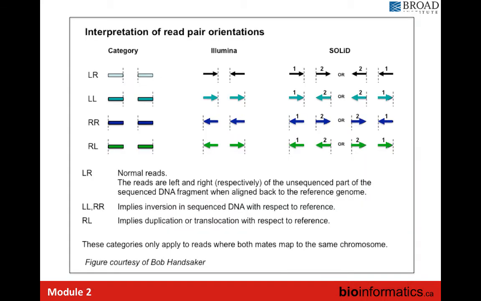Yeah. So these are the different categories of read pair orientation. The normal one at the top, then you have the LL and RR, which are evidence for inversions, which are like left or right. And then you have the RL, which would be evidence for duplication or translocation. Both of them could have this pattern of outward facing. And that's it for the lecture part.